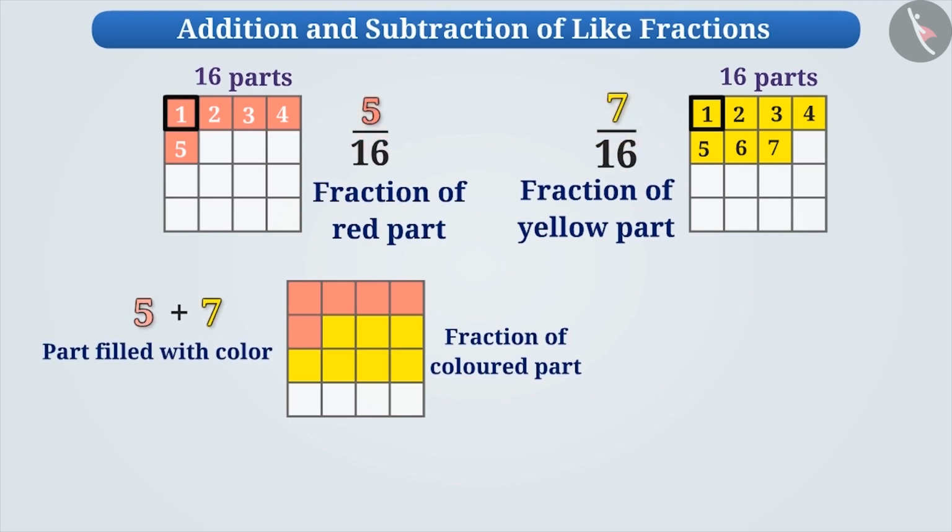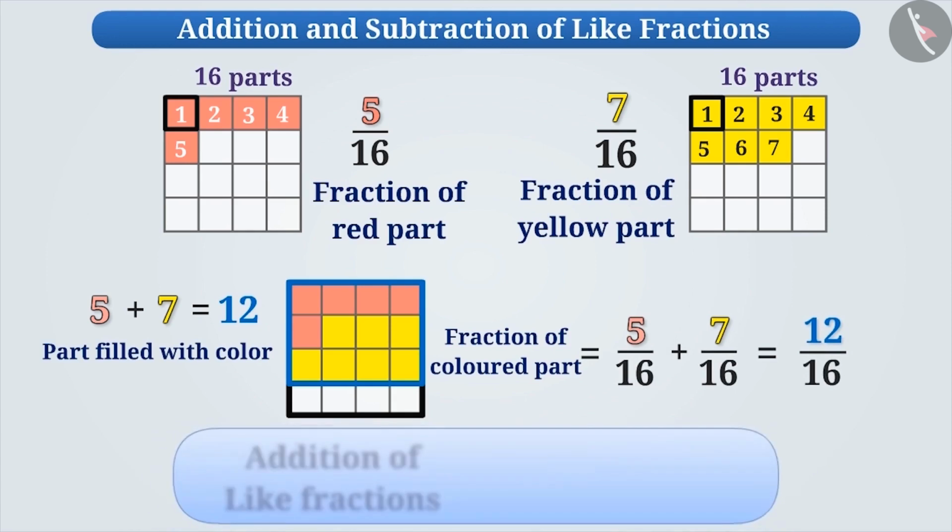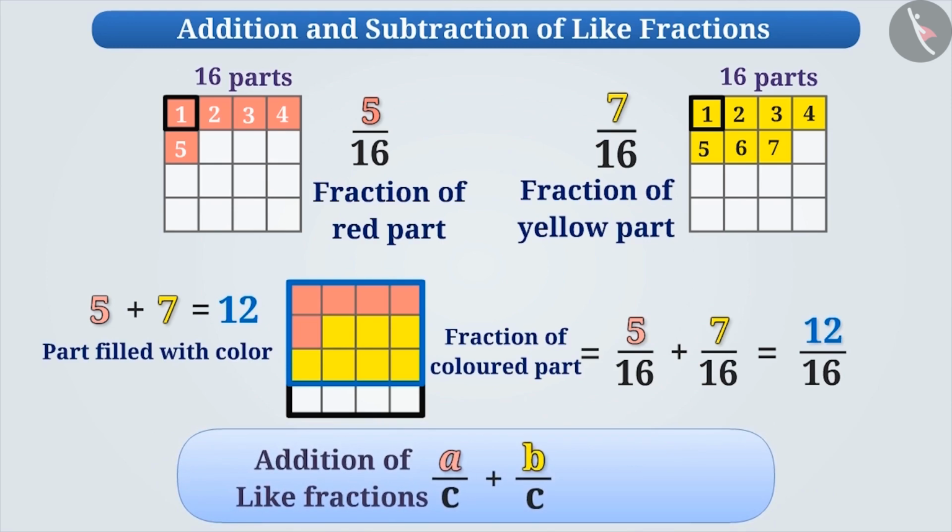That is, we have to add the numerators of both fractions. Therefore, adding 5 parts and 7 parts gives the answer 12. That means we can say that 12 out of 16 parts are filled with color. So, the fraction of the colored part is 12/16. Thus, we can clearly say that 5/16 plus 7/16 is equal to 12/16. Therefore, in order to add any two or more than two like fractions, numerators are added and the common denominator is kept as it is.